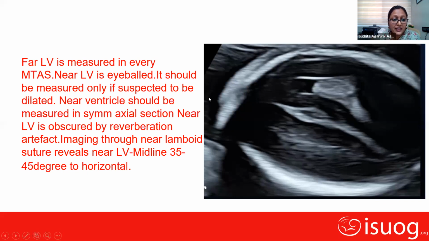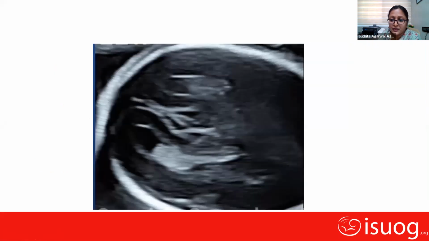Then the near lateral ventricle is obscured by the reverberation artifact. So how do we image? Imaging is through the near lambdoid suture. It reveals the near lateral ventricle. Midline 35 to 45 degrees to horizontal. It means if you take the horizontal plane, then just tilt it a little bit to get the oblique plane. In the oblique plane, we can see the near ventricle.